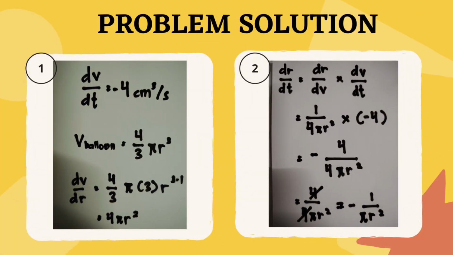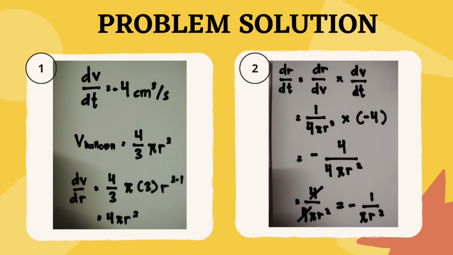We have dV over dt equal to negative 4 cm³ per second. The volume of the balloon is equal to 4 over 3 pi r³. We need to differentiate the volume, which gives dV over dr equal to 4 over 3 pi times 3r to the power of 3 minus 1, and we get 4 pi r squared.